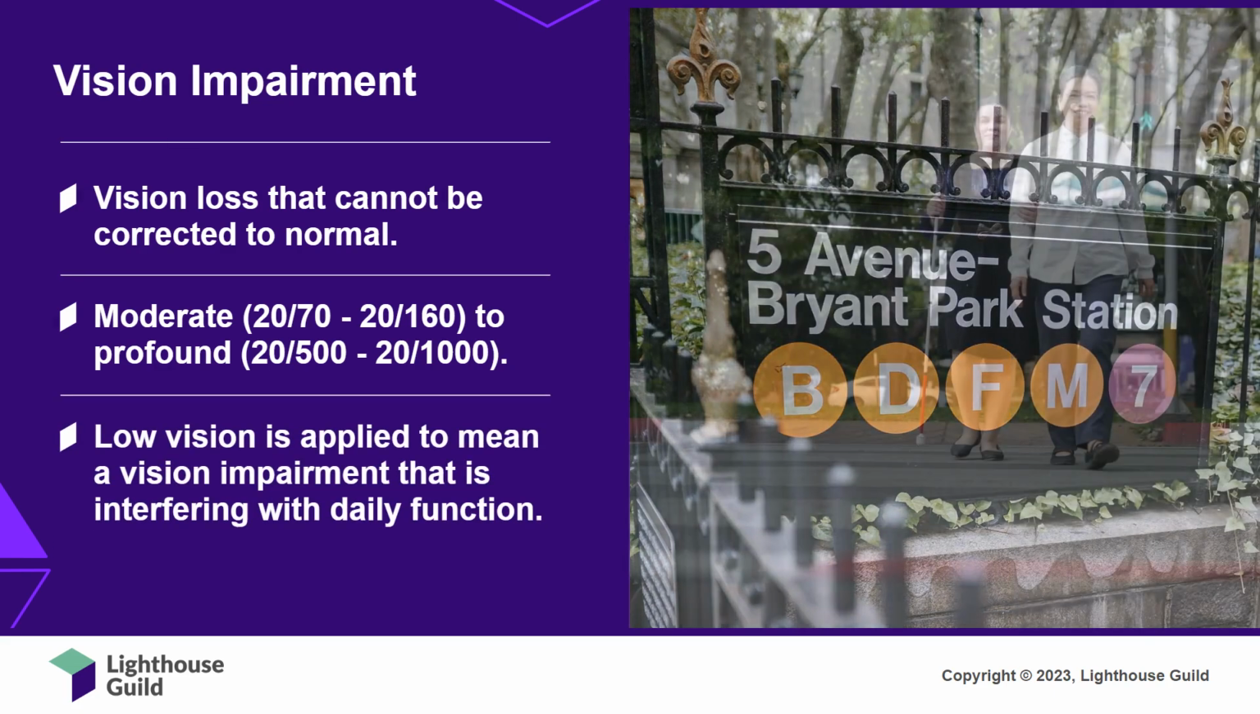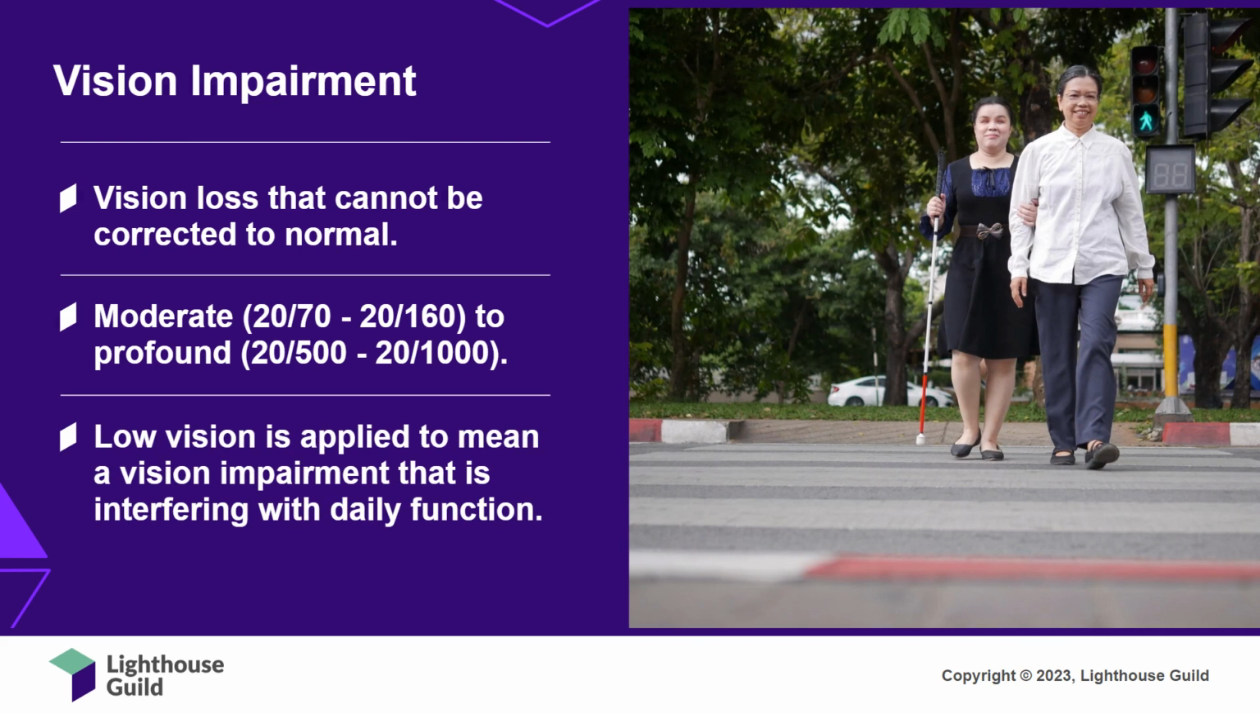Low vision is also a term used to describe loss of vision that cannot be corrected to normal, but is applied mostly to mean that the person has a vision impairment that is interfering with their daily function. Because of their vision, the person is not able to do the things they need to do every day.